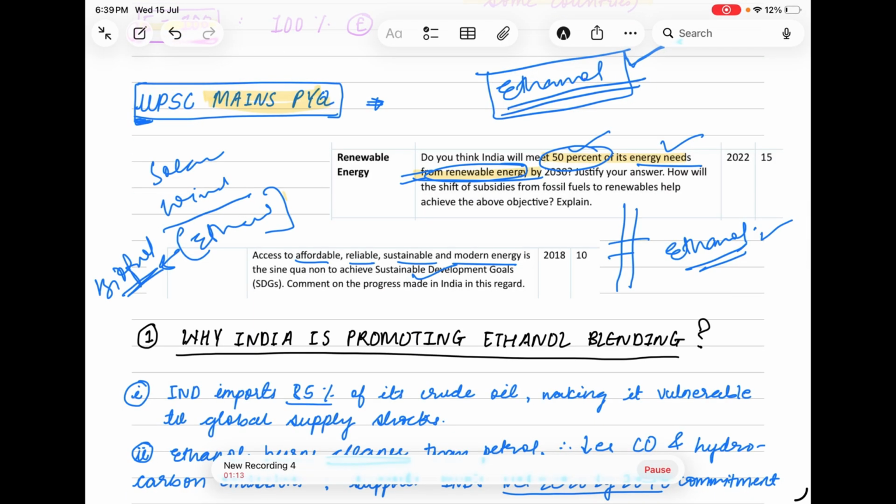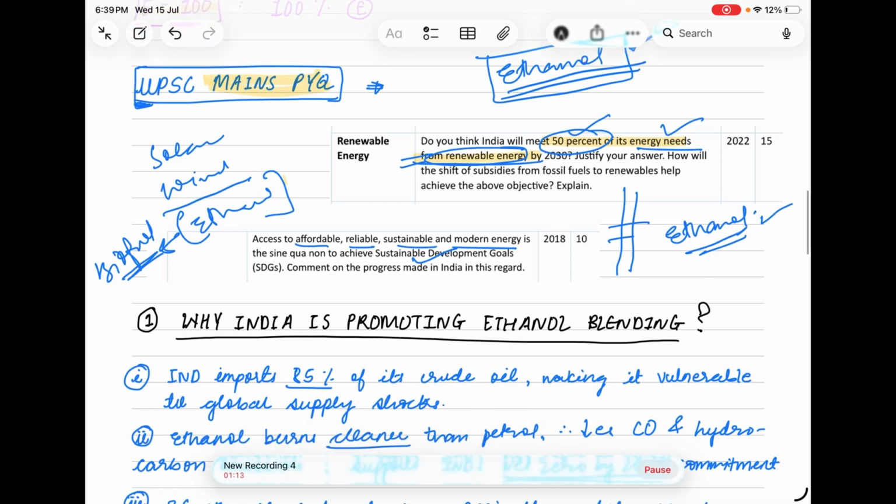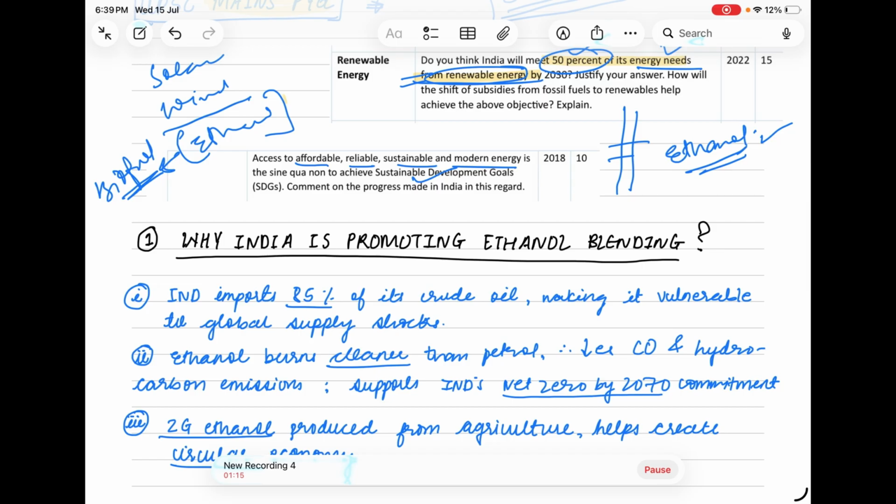Before we jump into making the notes, let us see what UPSC has asked in its mains PYQ. Here it has asked about 50% of energy needs to be generated from renewable energy by 2030. This is a target, and they're asking how we can meet it. The next question asks about affordable, reliable, sustainable and modern energy to achieve the Sustainable Development Goals. Here ethanol can play a very important role along with solar, wind and other biofuels.